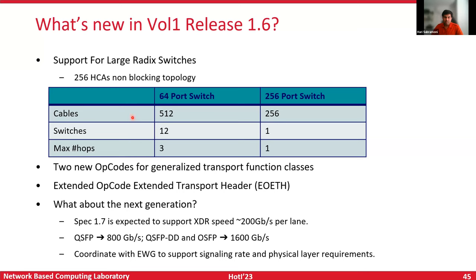For example, this table shows the number of cables and switches required to create a large deployment, let's say a 256 node deployment, with a 64 port switch and with a 256 port switch. As you can see, the number of cables, switches, and the overall network hops will be significantly lower with a larger radix switch.